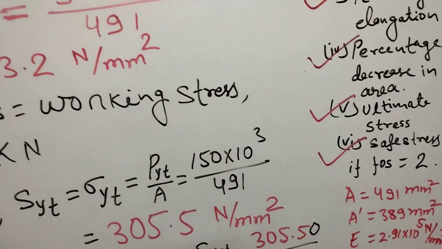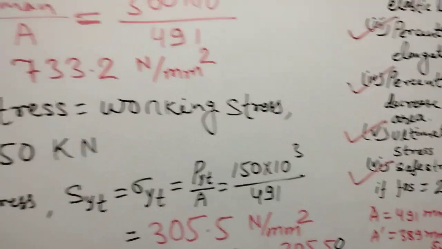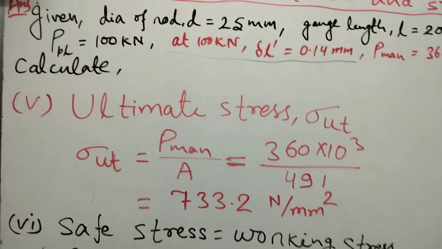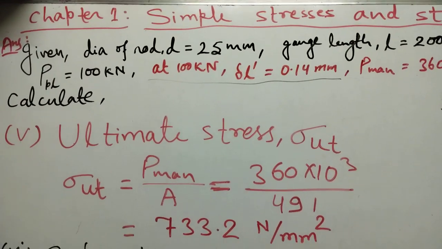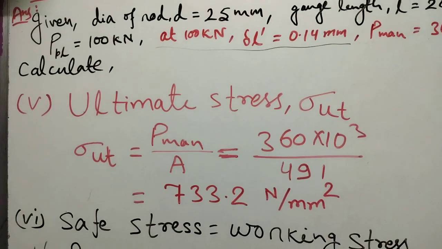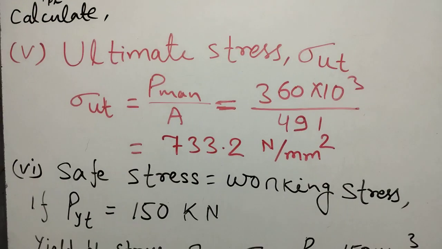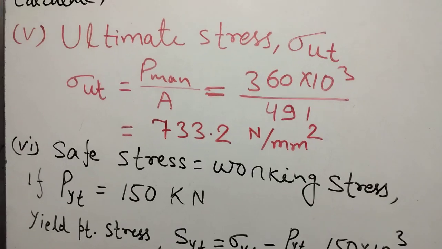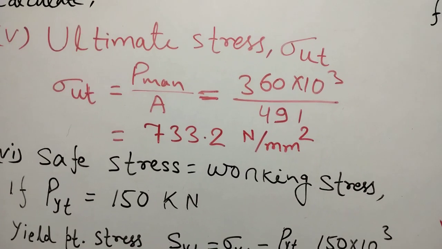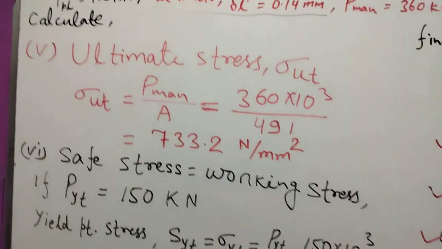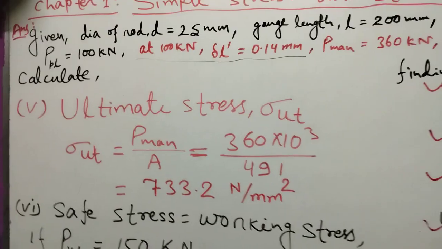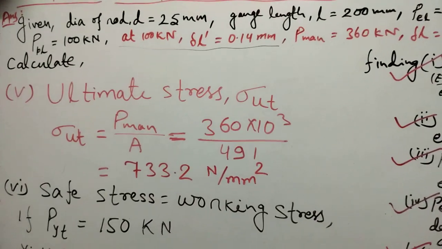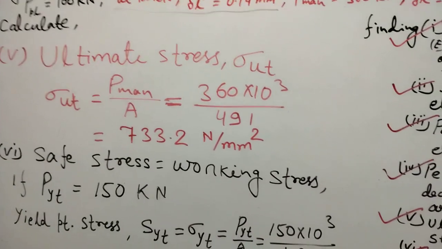Question 1 to question 6: applying these formulas in all simple stress and strain questions, we find the Young's modulus, percentage of elongation, percentage of reduction, working stress, ultimate tensile stress, and any other value we can easily find out.